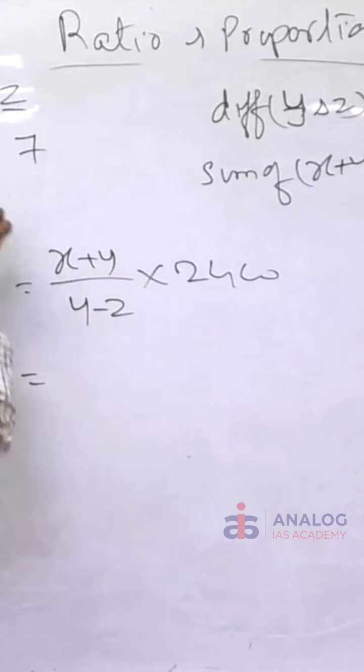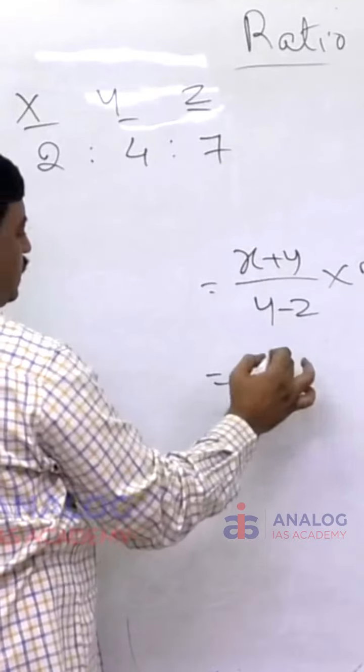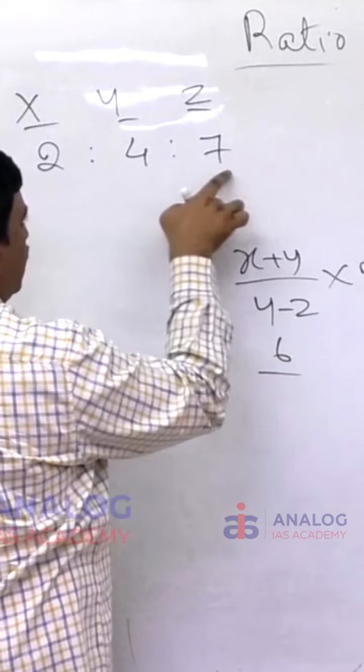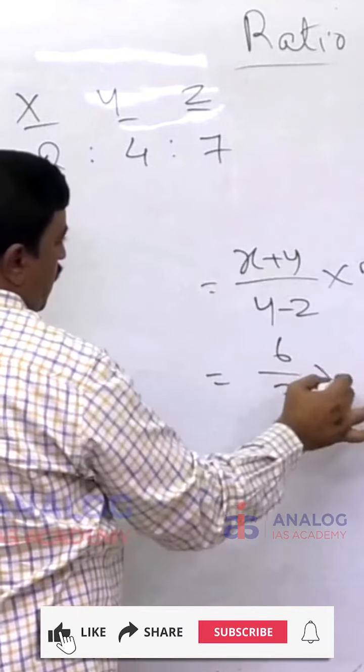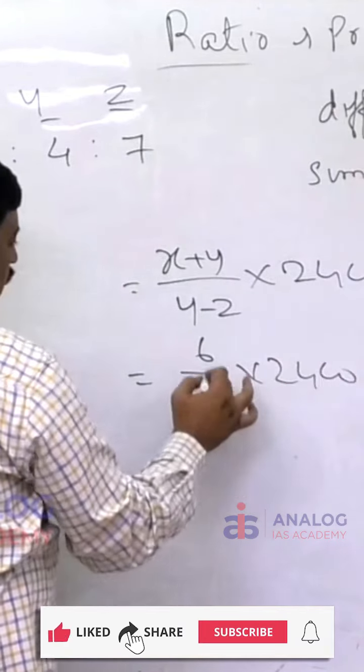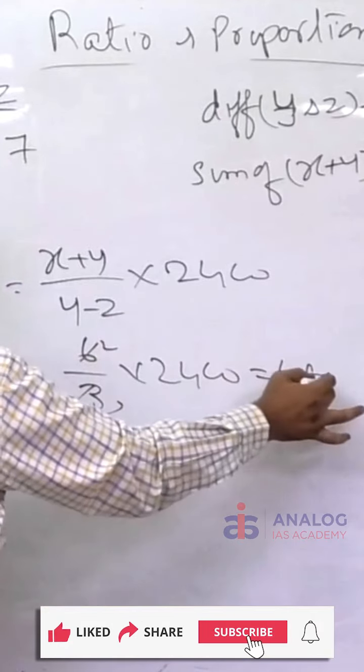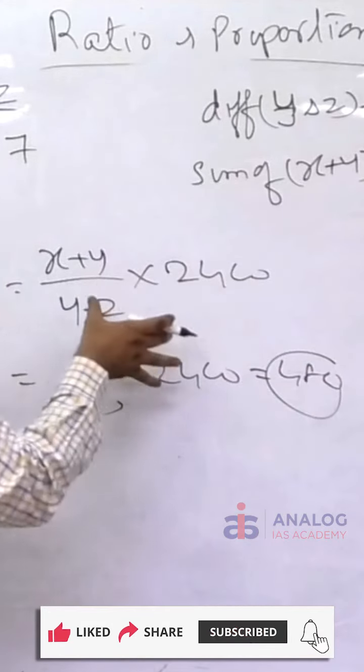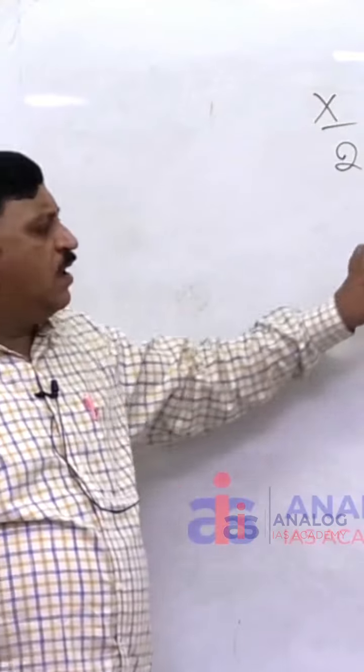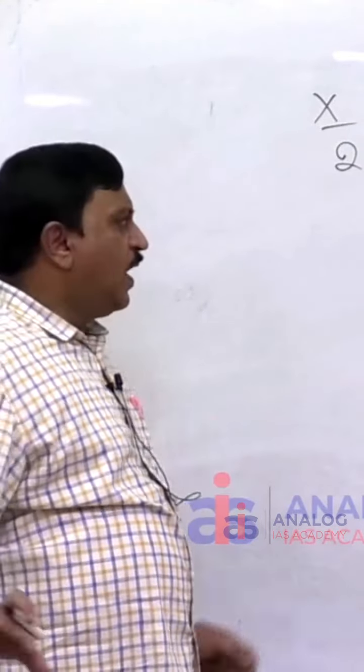X plus y is how much here? X plus y, this one, 6 parts. 2 plus 4, 6 parts. Difference is what? 3 parts. So it is 4,800. We can do this one, but it seems a little bit analytical, but you can do it like this.